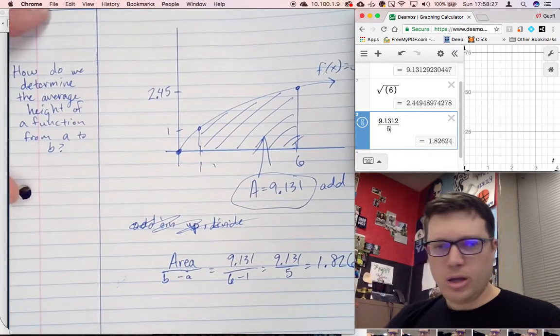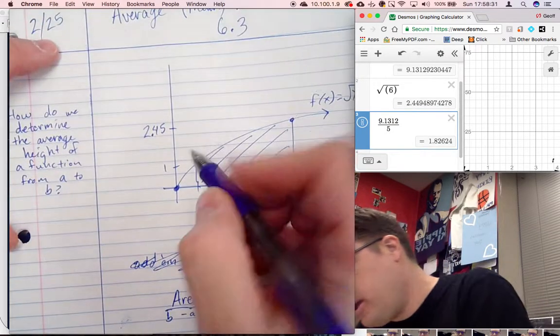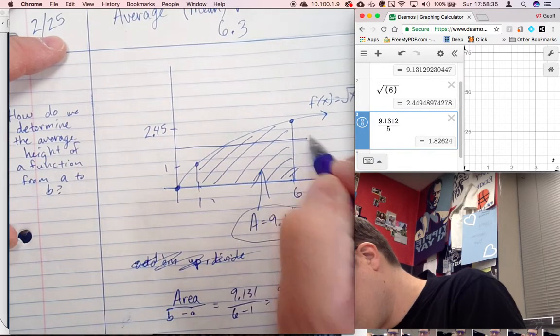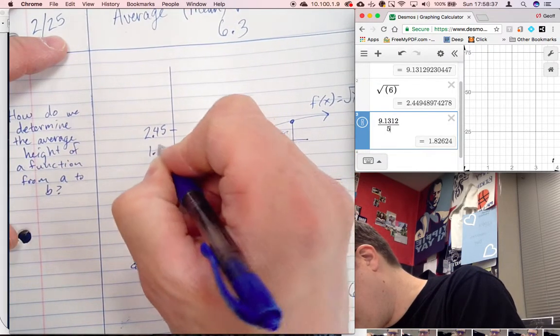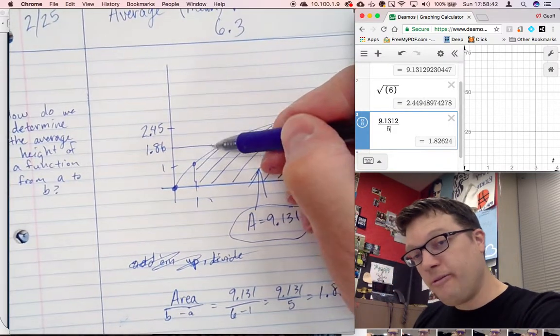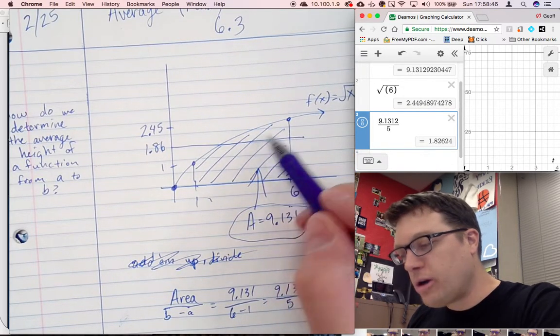Okay, at 1.82624, etc., somewhere like right here, 1.86 is the average height. There's a little bit above. I mean, the line goes a little bit above our function. It goes a little bit under our function.